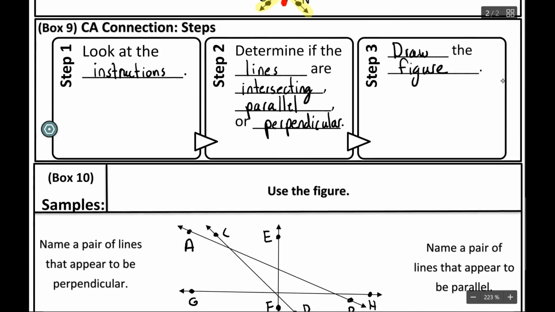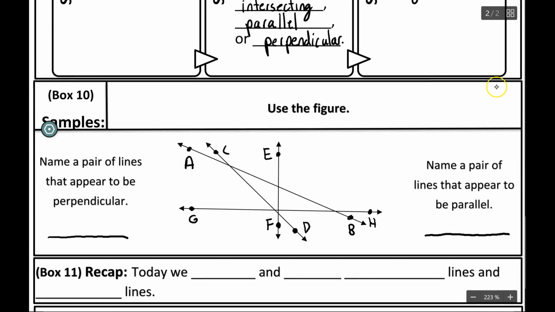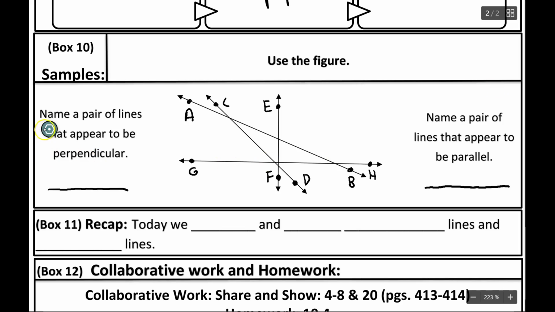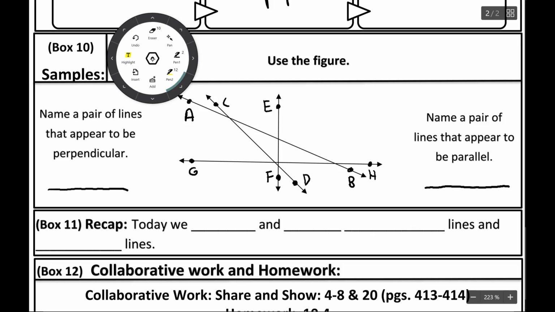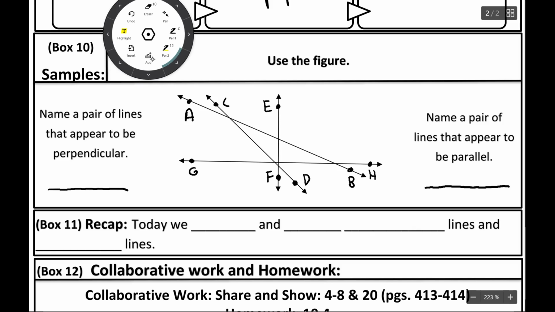Pretty simple. Going into box 10 are sample problems. Okay, we're going to use the figure. And the instructions say, name a pair of lines that appear to be perpendicular, and also name a pair of lines that appear to be parallel. Okay, on the black line right here, this is where you will write your answer. So I'm looking for lines that are parallel. Well, first let's do perpendicular. Remember, perpendicular lines form a right angle. So first of all, I see this line, EF, and then I see this line all the way across right here, which is GH. So those are my lines I'm going to put.